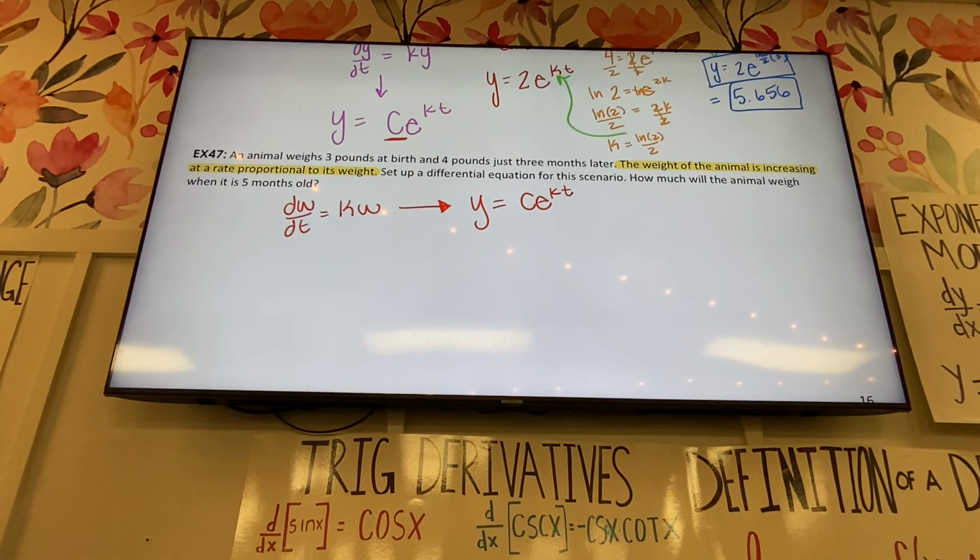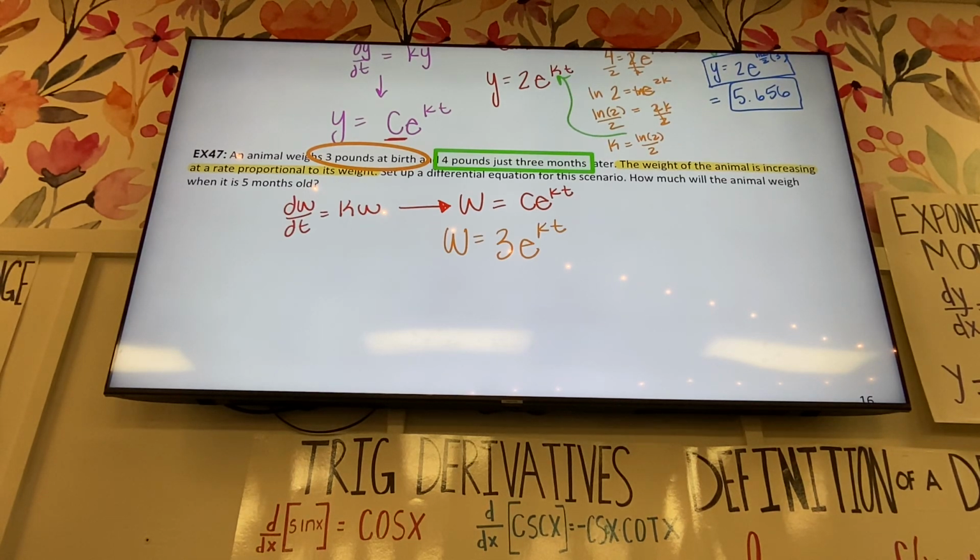All right, so I'm going to put w instead of y, just because I use w. I know I can figure out C because C is my initial condition. Where in your sentence does it tell you what your initial condition is? Yeah, 3 pounds at birth. So W equals 3e to the kt. And then it's going to give me another point to find k. What's that other point? 3, 4. Yeah. 3 months later, my animal is weighing 4 pounds.